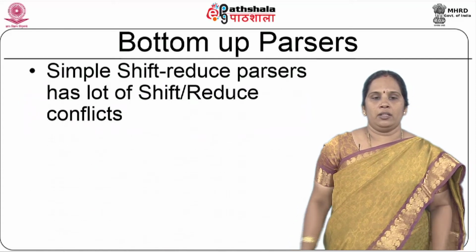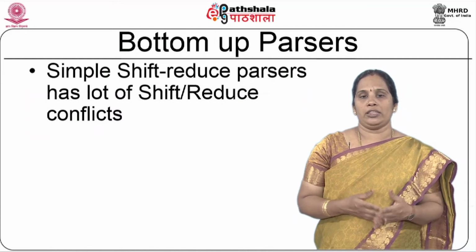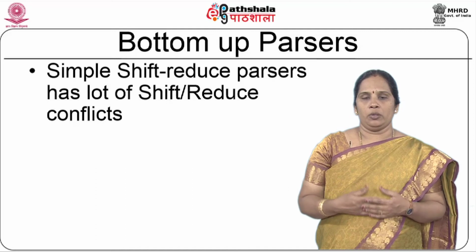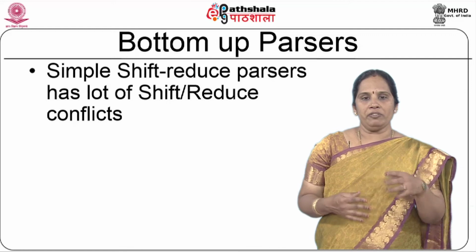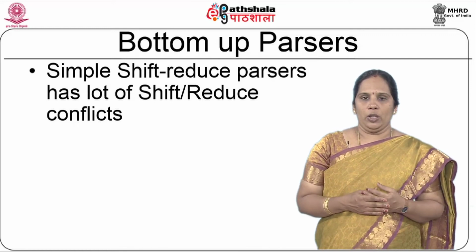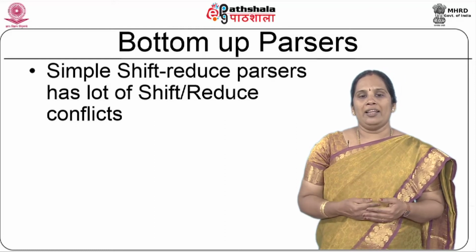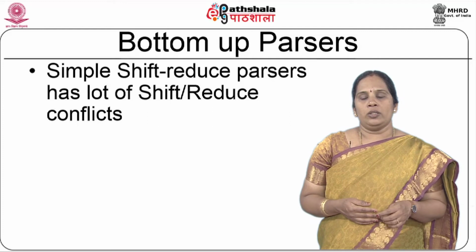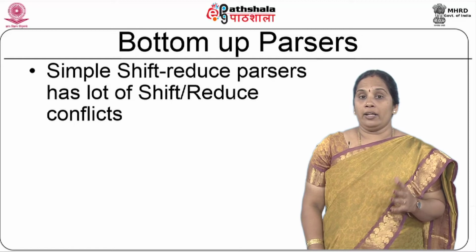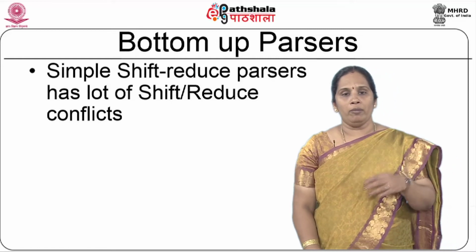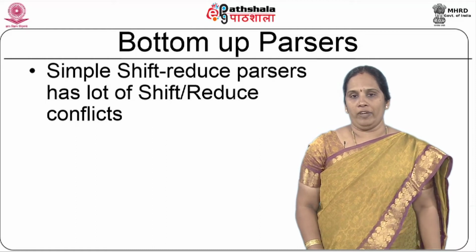Bottom up parsers. A simple shift reduce parser has a lot of shift reduce conflicts, which we have already discussed. The concepts will be just a shift and a reduce. So, if you could shift, else try to reduce. At one particular point, whether to shift or to reduce will be an issue, that is called a shift reduce conflict. That is a major drawback of a simple shift reduce parser, and if the grammar is ambiguous, the problem multiplies, in the sense that there will be so many shift reduce and reduce reduce conflicts.